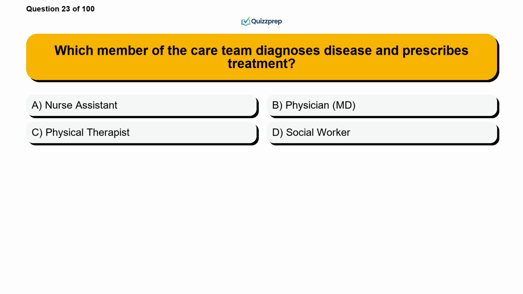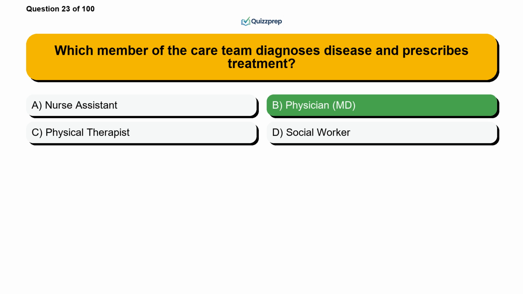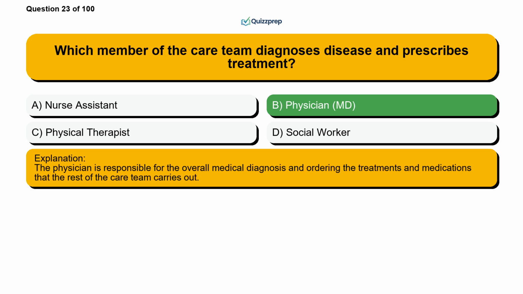Question 23. Which member of the care team diagnoses disease and prescribes treatment? Option A, nurse assistant. Option B, physician, MD. Option C, physical therapist. Option D, social worker. The correct answer is option B, physician, MD. The physician is responsible for the overall medical diagnosis and ordering the treatments and medications that the rest of the care team carries out. Question 24.